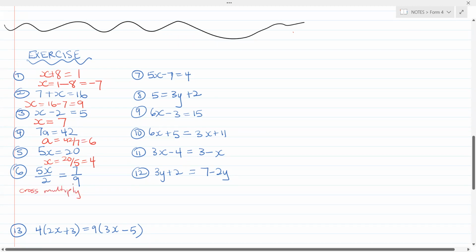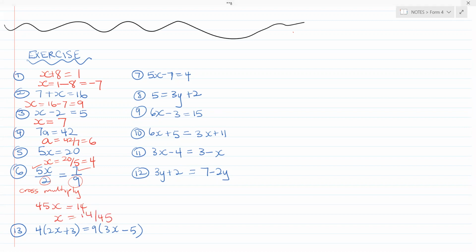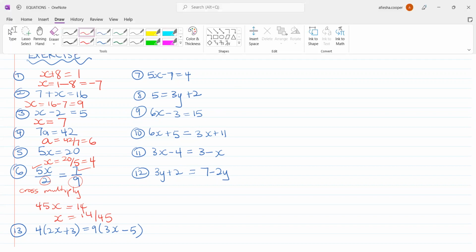Right, so what we can do is, the base multiplies by the top and the base multiplies by the top. So that's going to give me 45x is equal to 14. x is equal to 14 over 45. Do not be afraid if you see something looking a little weird like this. We are doing mathematics.